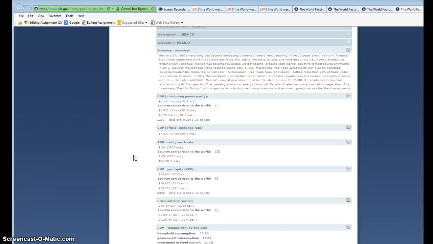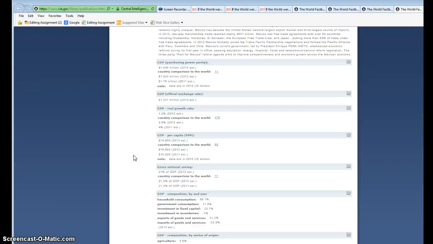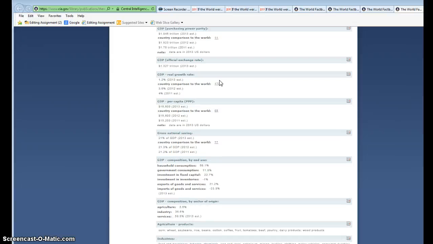Well, one way of measuring a country's economy is GDP, or gross domestic product, which is how much is produced in the country. So we can see that in 2013, Mexico's GDP was $1.845 trillion. Well, seemingly not bad. But it might be more meaningful to take a look at that on a per person basis.